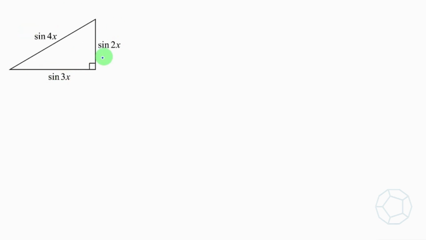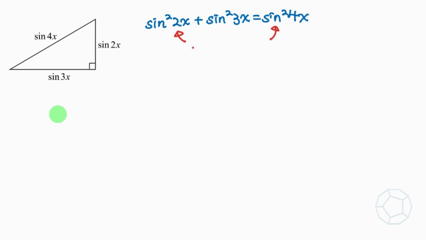First of all, we're going to apply Pythagoras Theorem to set up an equation, which is sine squared 2x plus sine squared 3x is equal to sine squared 4x. Here we're going to apply the double angle formula for sine 2x and sine 4x, while for the term sine 3x, we'll apply the triple angle formula.